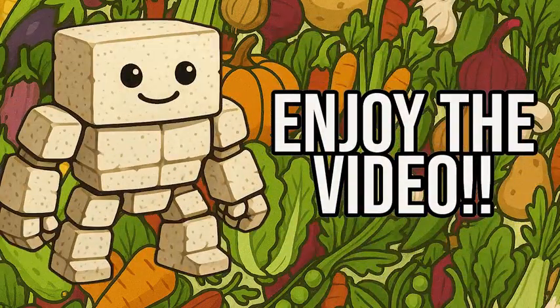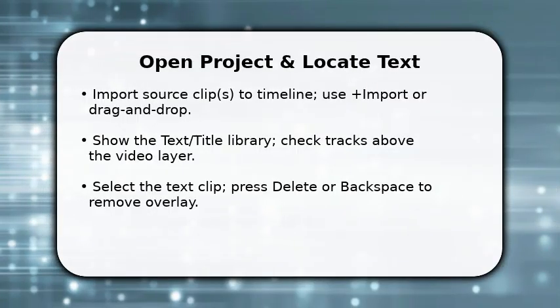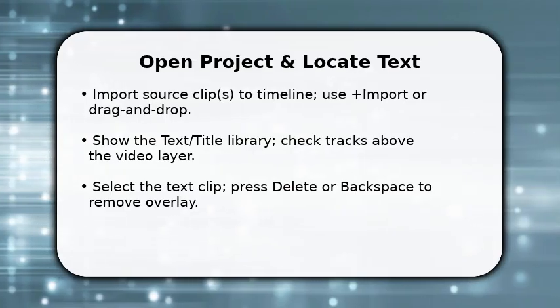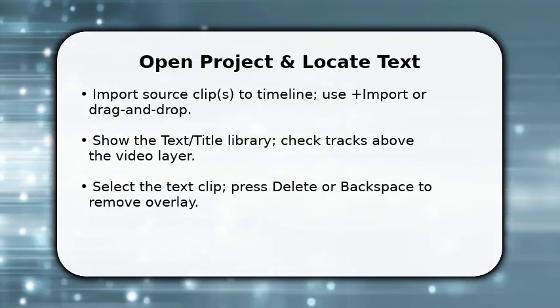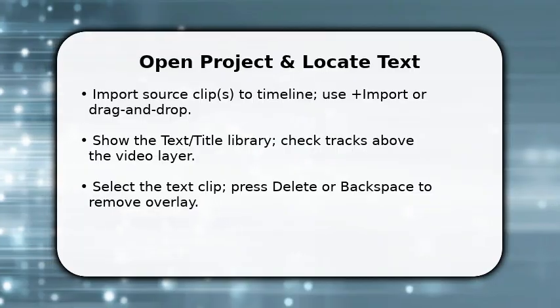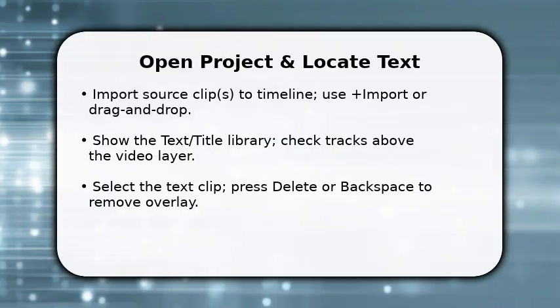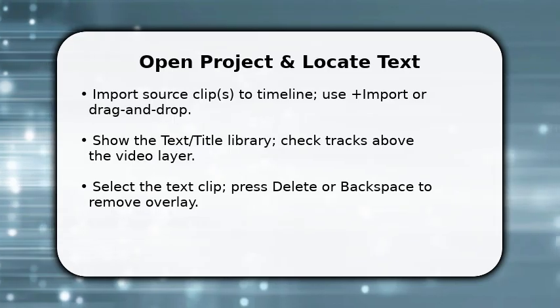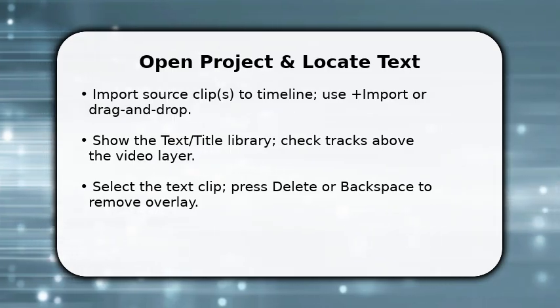Please enjoy the video. You've imported your footage and opened the timeline. Now locate the text track above your video. Click the Titles/Text tab and identify the text clip visually or by track labels. Once found, select the text clip so it's highlighted.